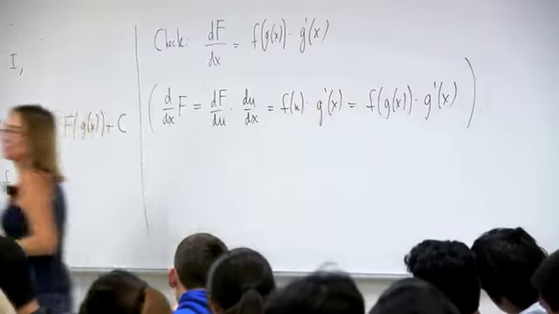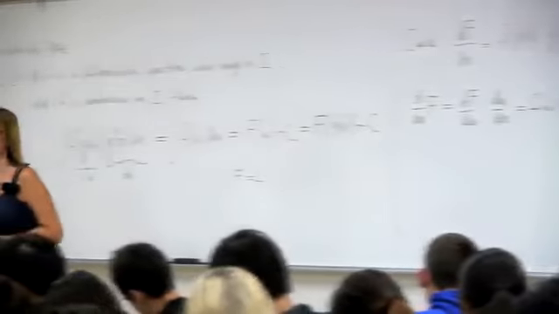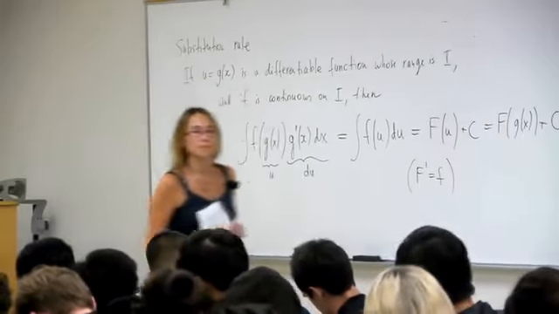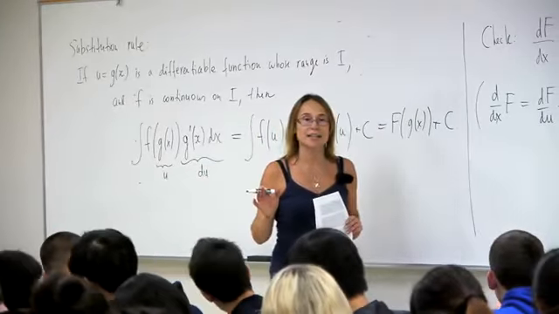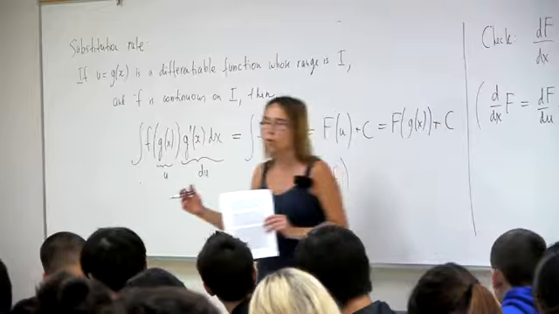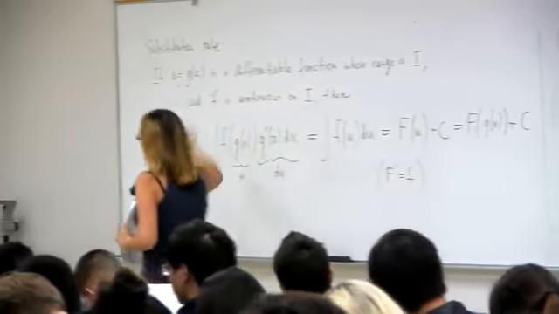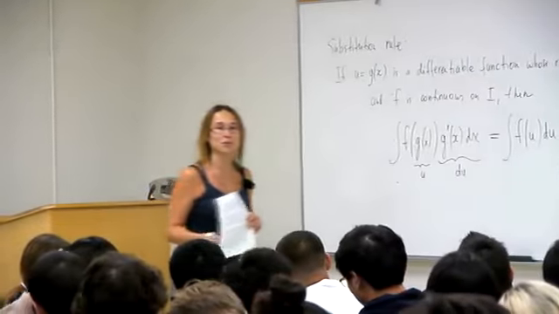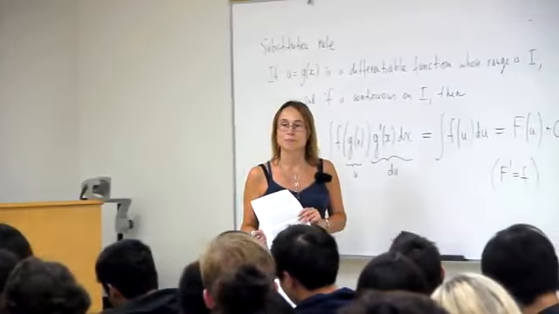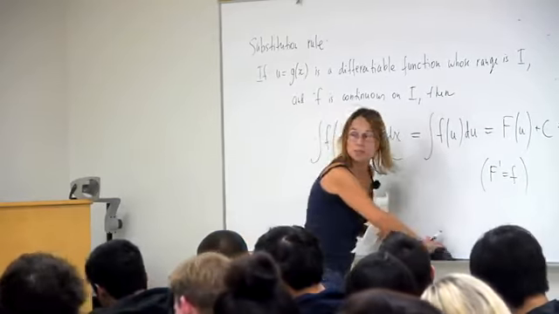So this calculation fills in all the steps. Questions? So the chain rule is something that we know, and the rule of substitution is the chain rule applied to integration. It's basically the other side of the chain rule. So let's do some examples.